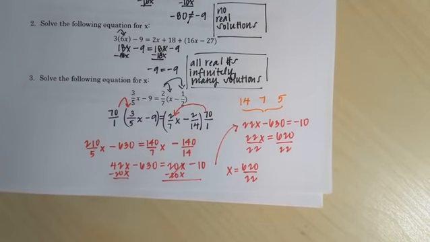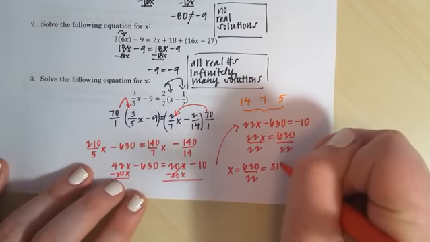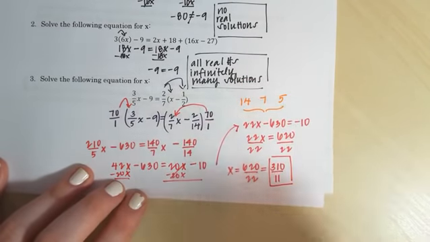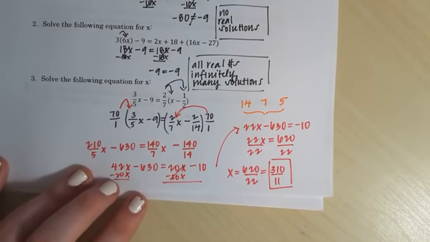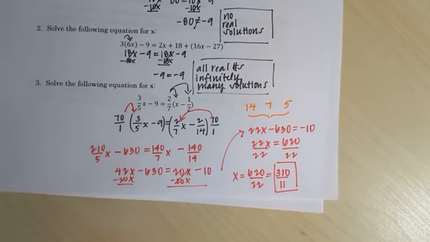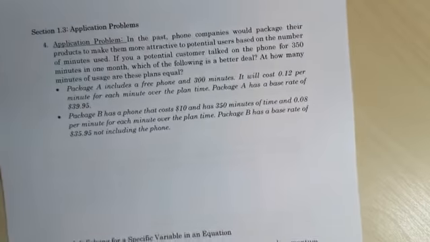Now, both of those numbers are divisible by 2, so if I divide 620 by 2, I'll end up with 310, and that's going to be 310 over 11. And that's our final answer for x. So if we want to keep it as a fraction, that's as far as we're going to go. We can't reduce any further at that point. So those are the types of equations we want to feel comfortable with from section 1.3.